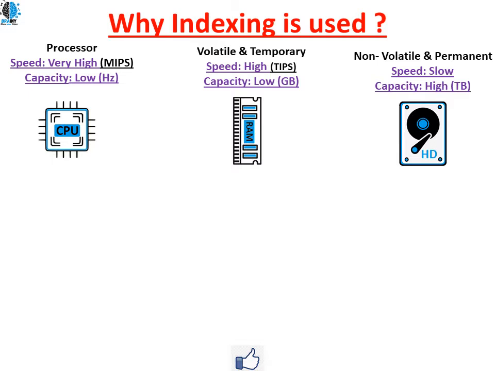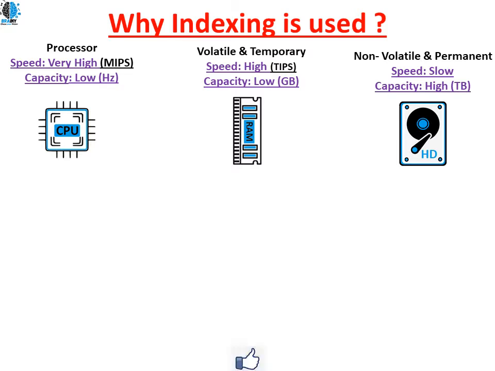Next we have the hard drive. The hard drive is non-volatile in nature and permanent. Non-volatile and permanent means once we put the data into the hard drive, even if the power supply is off, we still have the data. Whereas in RAM, the moment we stop the power supply, the data is erased. In the hard drive, if you stop the power supply, the data remains the same. That's the reason it is permanent and non-volatile.